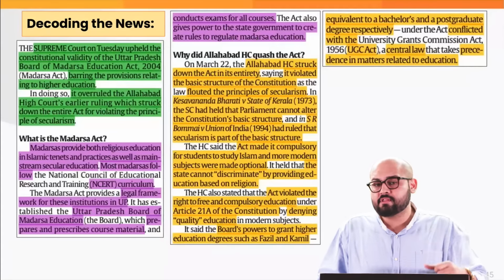Then we have the very famous Minerva Mills versus Union of India. This emphasized the balance between the fundamental rights and directive principles as a part of the Constitution's basic structure. Then we have S.R. Bommai versus Union of India, 1994. Over here, federalism and secularism were declared as essential components of the Constitution's basic structure. Then we have the very important I.R. Coelho versus State of Tamil Nadu case of 2007. It stated that laws placed in the 9th Schedule after 1973 are subject to judicial review if they violate the basic structure. So this you need to know. You can cite these cases in your mains answers as well.